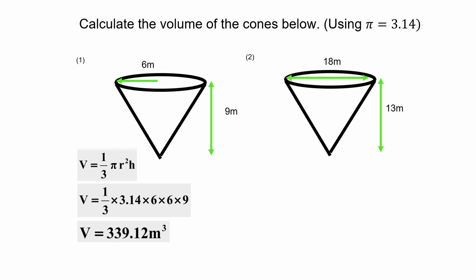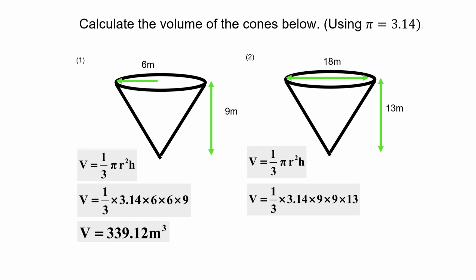Your time is now up. Let's work this out together. Again, we know that the volume of a cone equals 1/3 pi r squared h. In substituting our values for pi, r, and h, we have 1/3 multiplied by 3.14 multiplied by 9 multiplied by 9 multiplied by 13. I know some of you would have mistakenly written 18 instead of 9, but take a look and see if you can tell me what 18 meters represent.